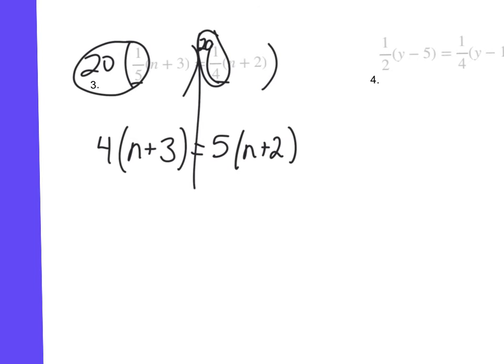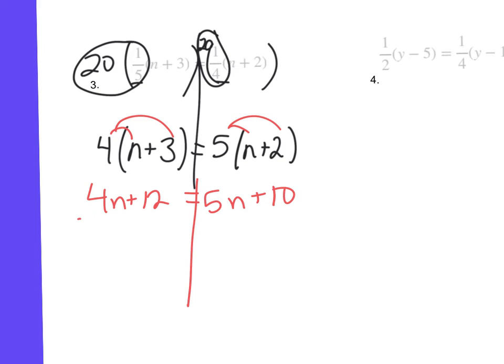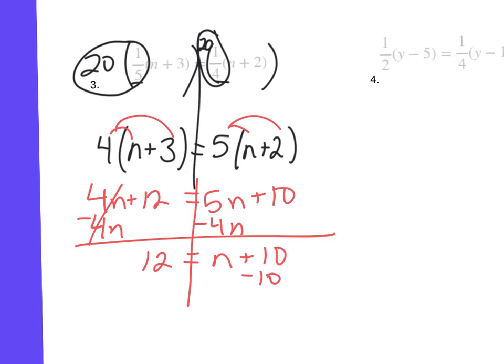Distribute: 4n plus 12, 5n plus 10. Get it down to one variable. And subtract. So that is how I do that.